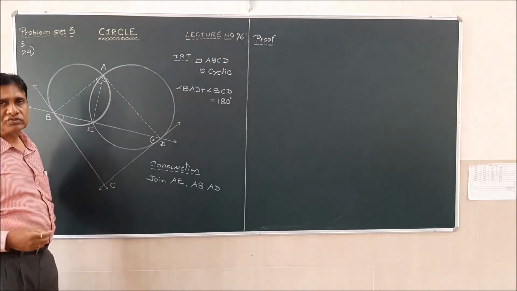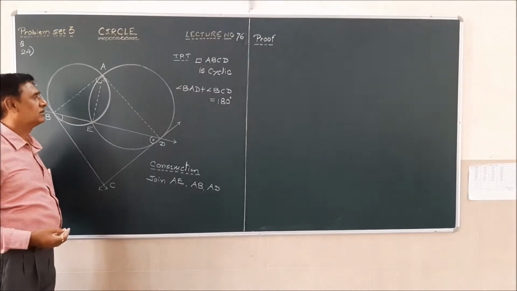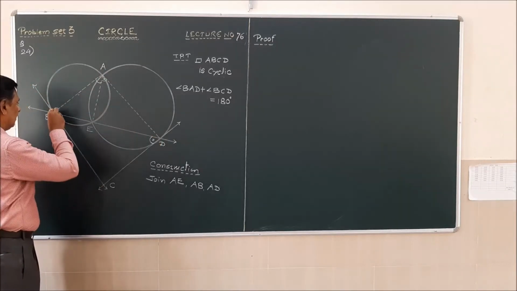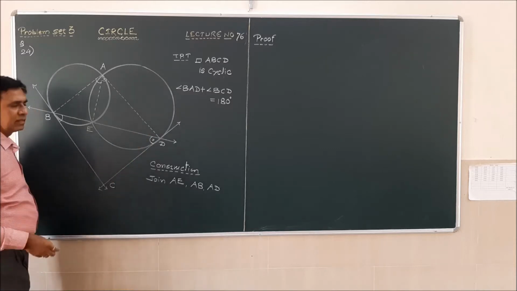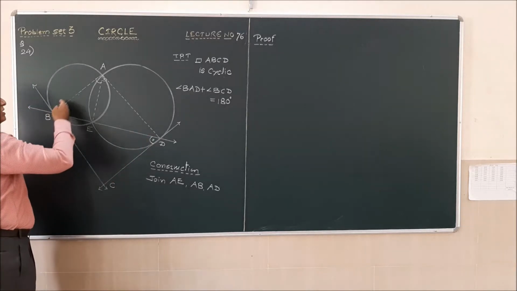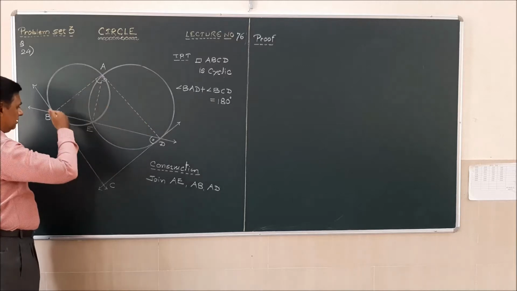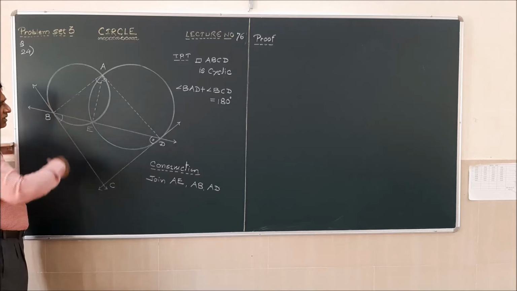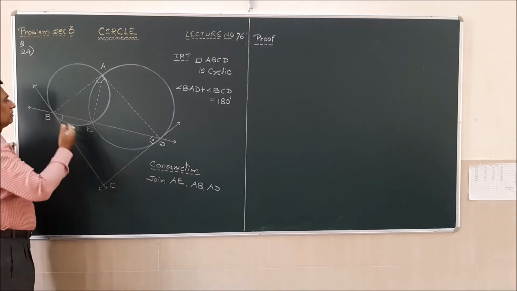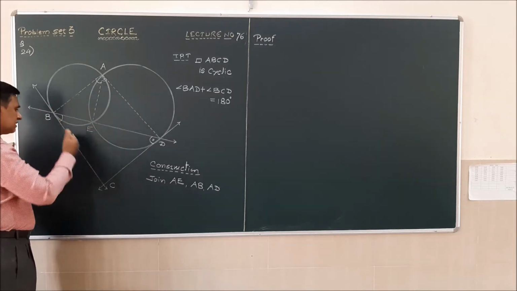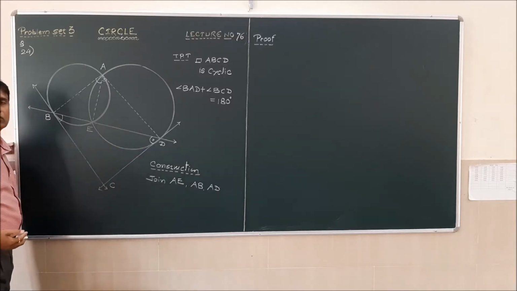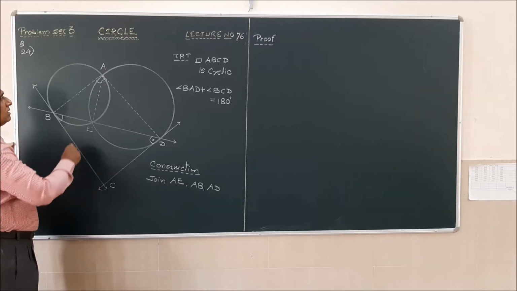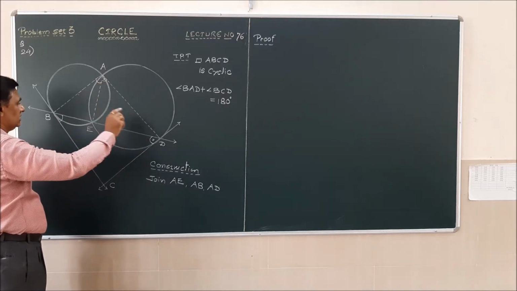We are going to use the property of a cyclic quadrilateral that opposite angles are supplementary, angle BAD plus angle BCD is equal to 180. So I join AE and DE, and by joining this, I would like to prove that angle BAD plus angle BCD is equal to 180. Okay, let's begin the proof. We have to find out angle BAD.